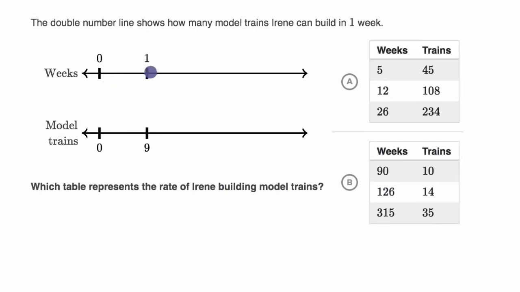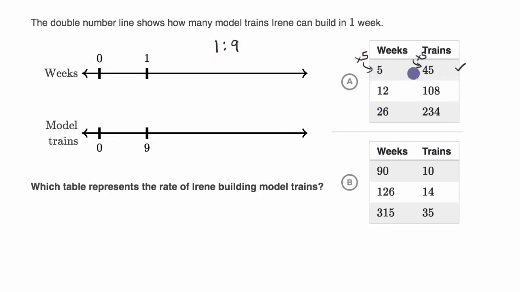So once again, every week she can build 9 trains. So one way to think about it is the ratio of weeks to trains would be 1 to 9. So let's see. If I look at this table, I just want to see where the ratio between weeks to trains stays at 1 to 9. So 5 to 45, that is still 1 to 9. To go from 1 to 5, I've multiplied by 5. And then to go to 9 to 45, I've also multiplied by 5. So this one checks out.